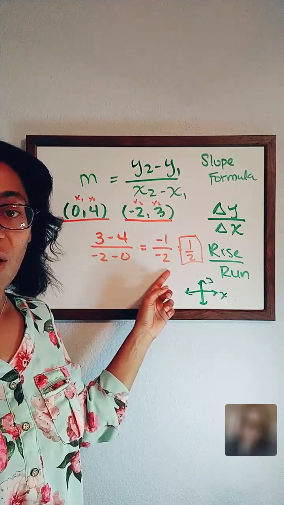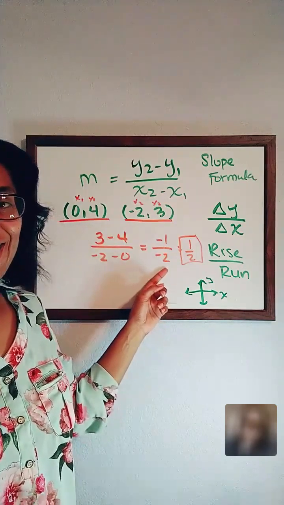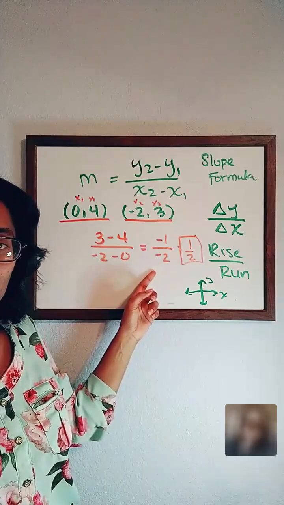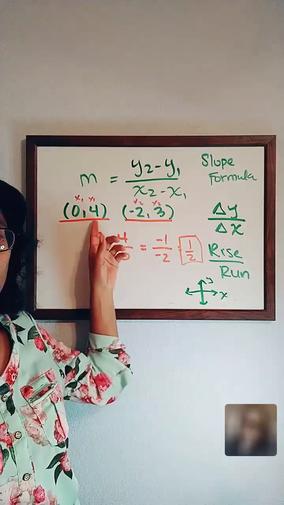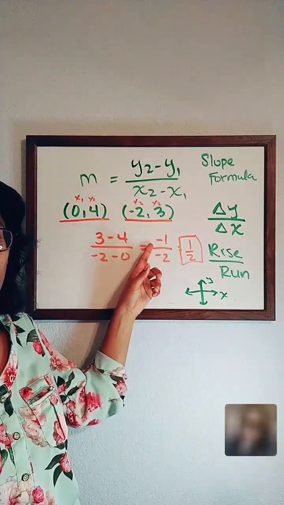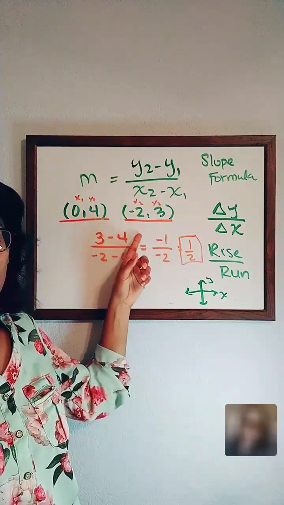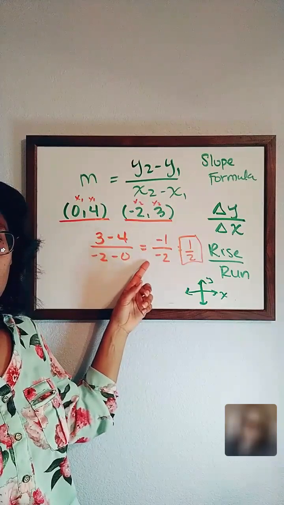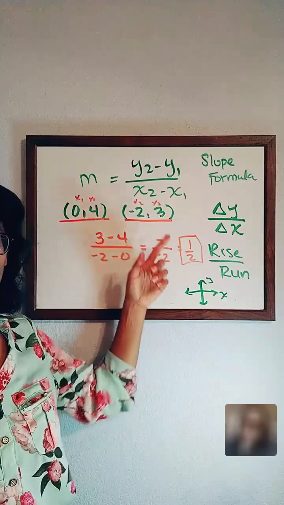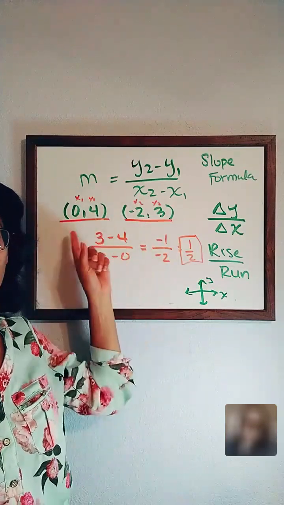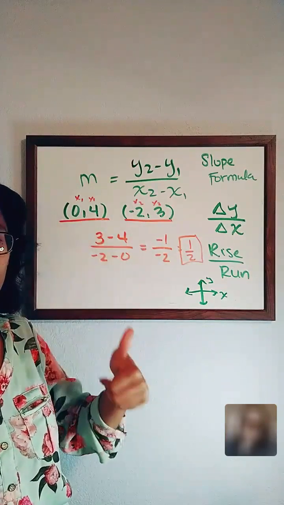Well, now you can double check your homework. Yep, x1, it doesn't matter. As long as you do the same thing both directions, you could have done 4 minus 3 and got 1, and done 0 minus 2 and got 0 minus a -2 and got +2, and you would have got a positive 1/2. As long as you go the same direction both times, you're good to go. It doesn't matter.